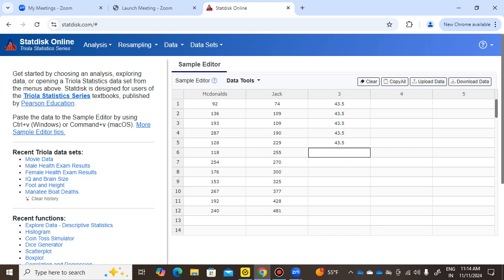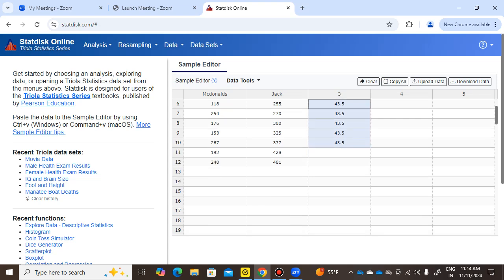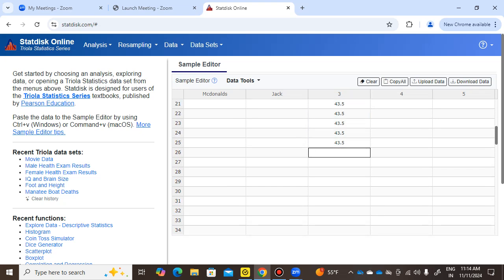Gotta use some modification here. Then we'll highlight it now. I've always found highlighting it from the bottom is the best. Control C to copy it, and then Control paste 5 times. And you get 25 in there. You can do it pretty quickly.